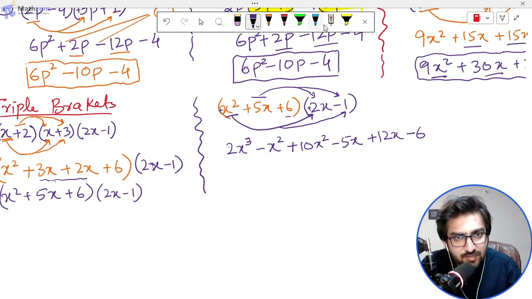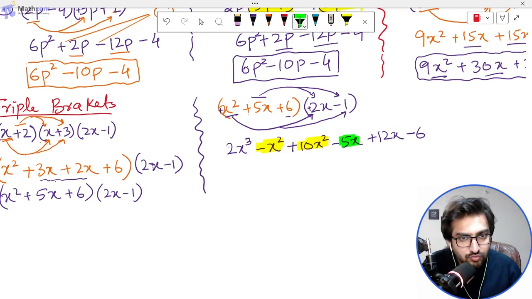Now let's add the similar terms. We can add these two because both are x square. And we can add or subtract these two. Both are x terms. So let's combine them. 2x cube minus x square plus 10x square. Pause the video and solve it and then see the answer.